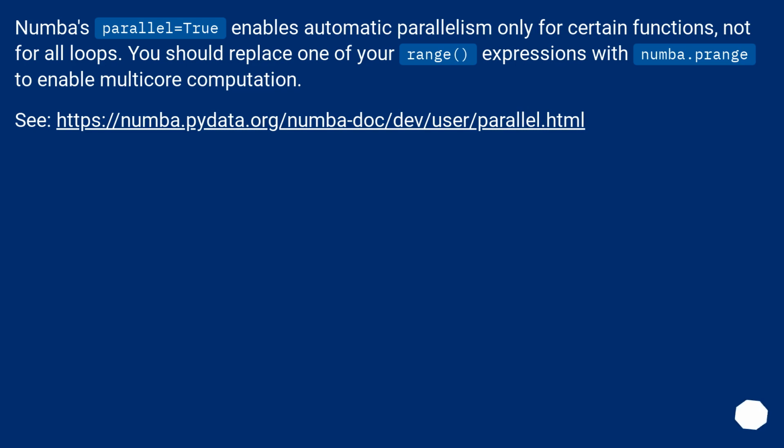Numba's parallel equals true enables automatic parallelism only for certain functions, not for all loops. You should replace one of your range expressions with numba.prange to enable multi-core computation. See this URL. If you want to say more, press on multithreading.